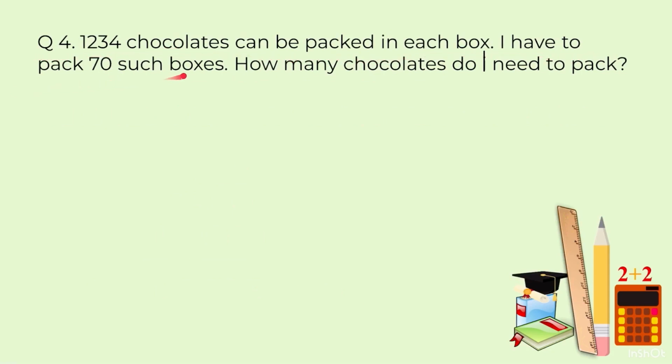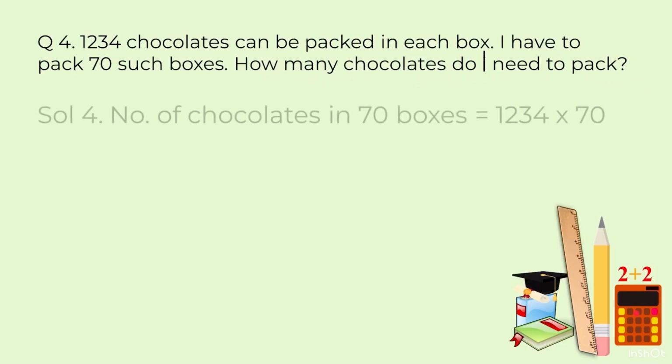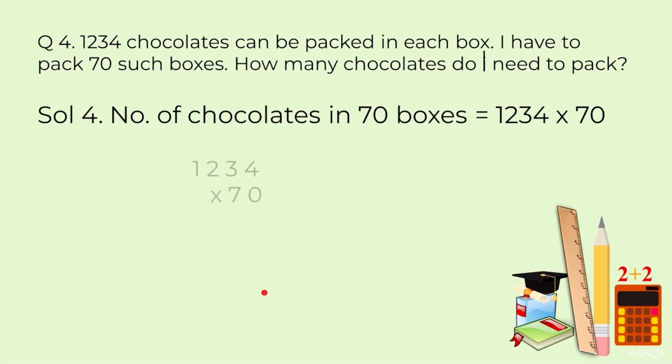Question 4. 1234 chocolates can be packed in each box. I have to pack 70 such boxes. How many chocolates do I need to pack? So here we have to find out the number of chocolates in 70 boxes. So we'll write number of chocolates in 70 boxes is equal to 1234 into 70. We'll write them one below the other.